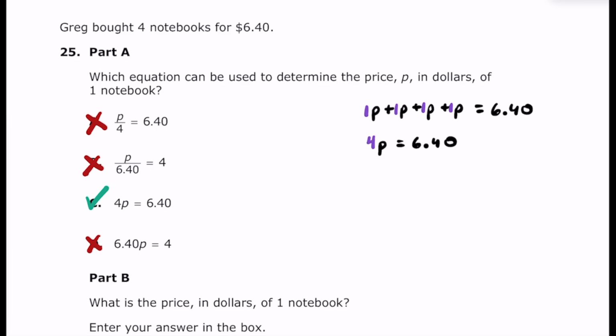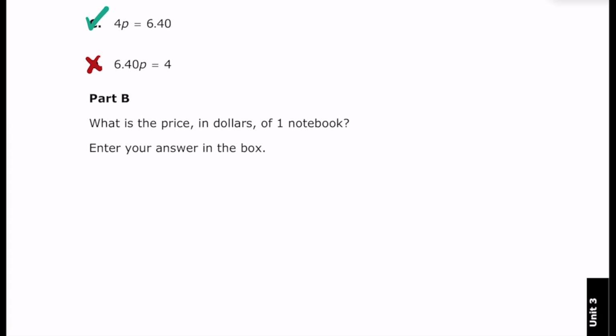So the next one says to actually find out what is the price of one notebook here. If 4 of these prices of notebooks is going to be $6.40, then you could solve this by dividing this side by 4 and dividing this side by 4. I'm using a fraction bar for division. Now, if you do that, 4 divided by 4 is just going to equal 1. So this is going to be the price of one notebook.